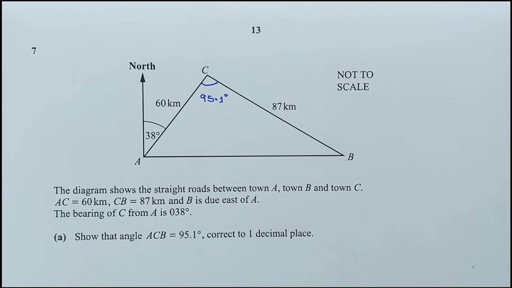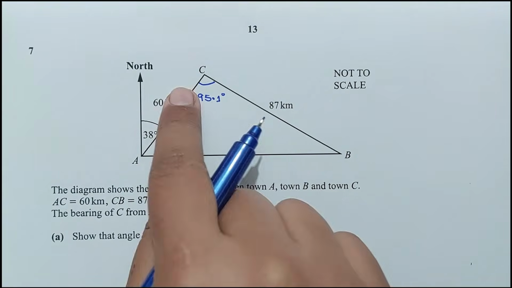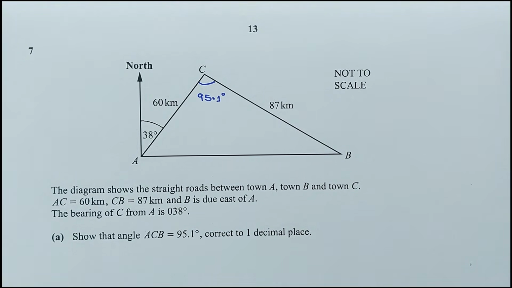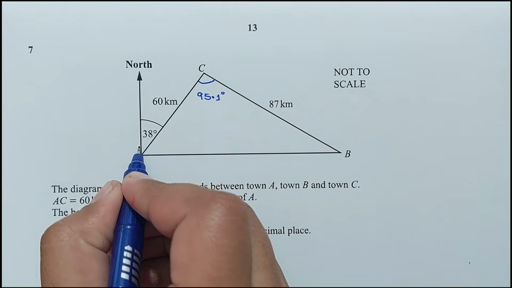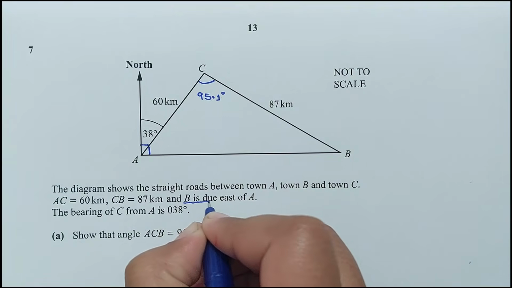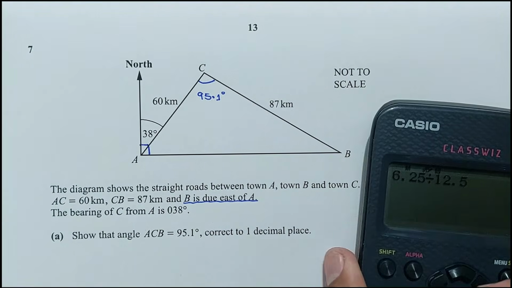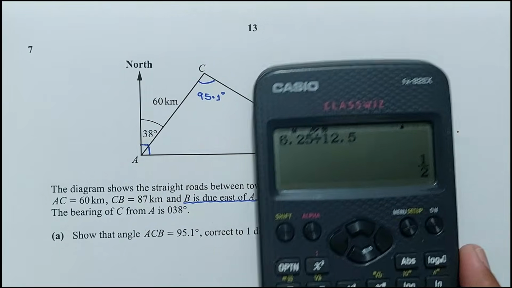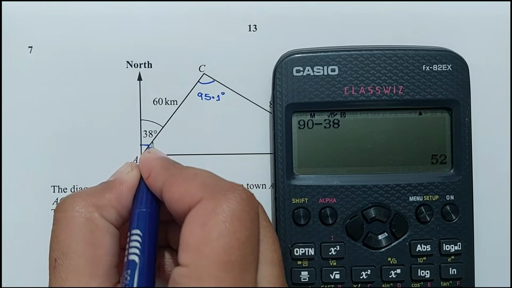So as you can see, we have a triangle ABC. We have two sides, and we have to find one angle. This is basically 90 degrees, perpendicular, because we are given B is due east of A. So what is angle BAC? This is 90 minus 38, so this angle is 52 degrees.